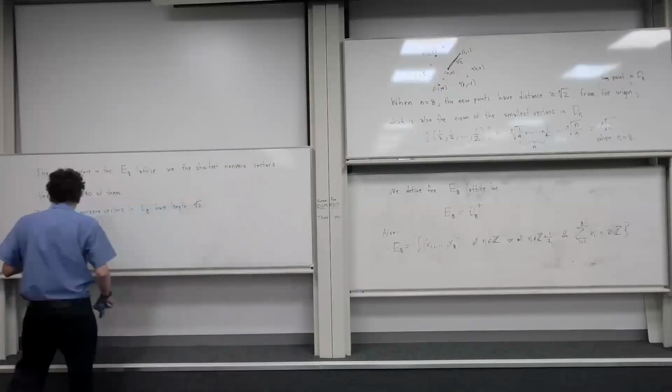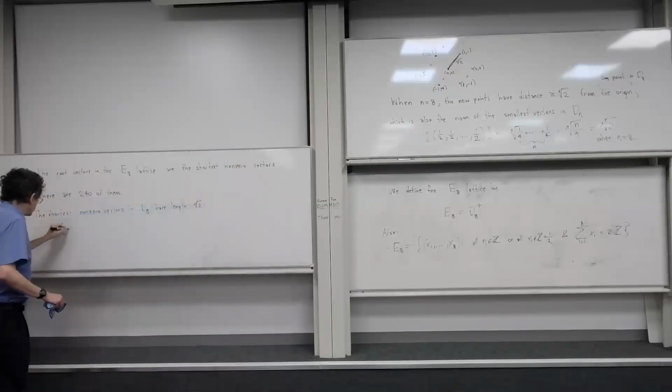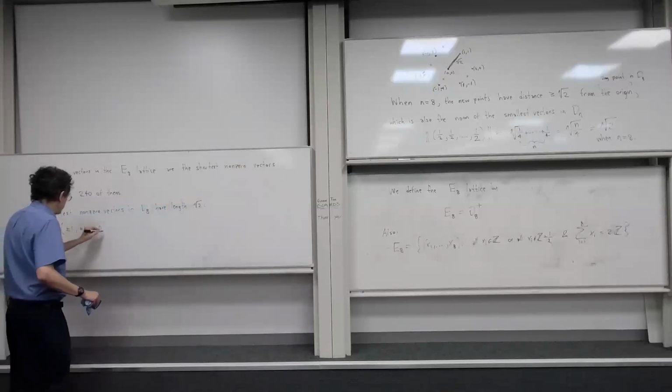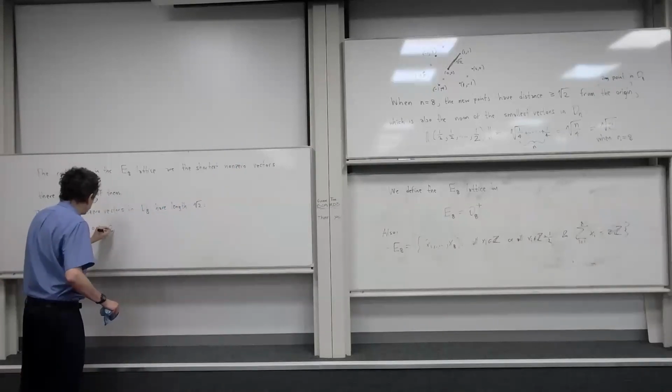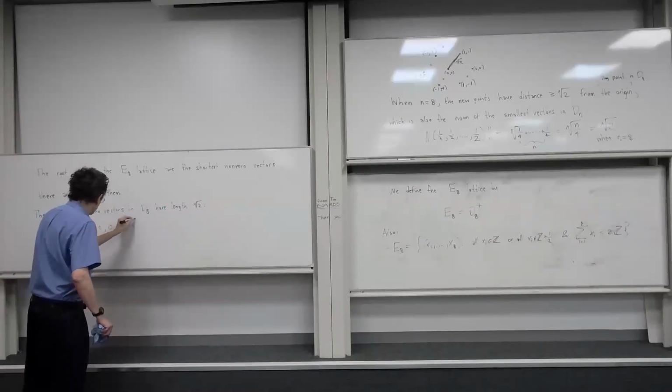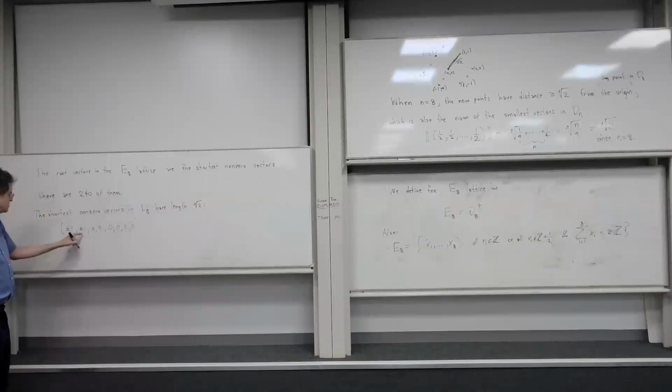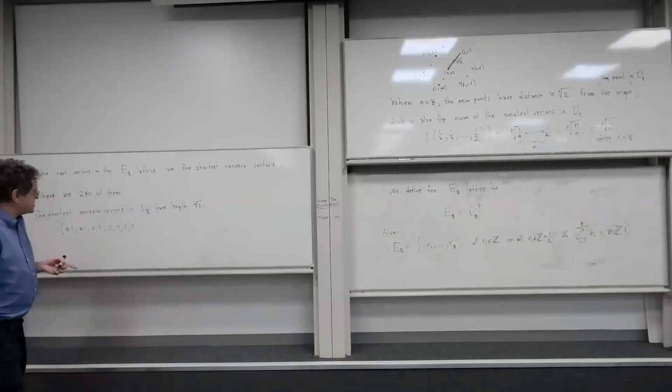So what are all of those? So you get them like this. You can do plus or minus 1, plus or minus 1, 0, 0, and so on. We're in 8 dimensions, so I get a total of 8 coordinates here: 1, 2, 3, 4, 5, 6, 7, 8. So that's a vector that has length square root of 2, and it's in the D8 lattice.